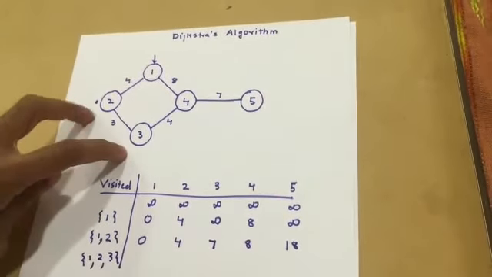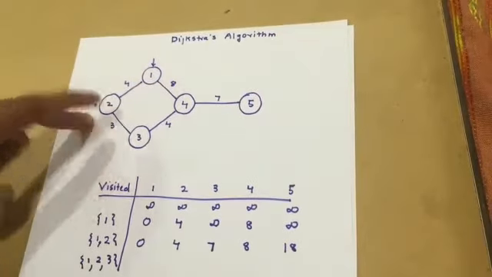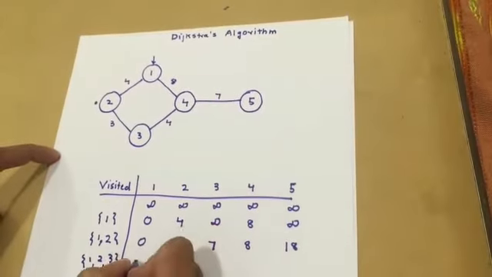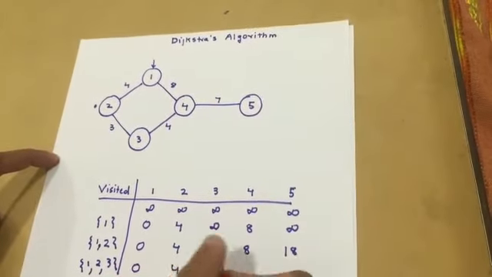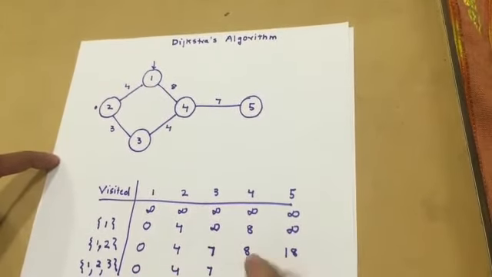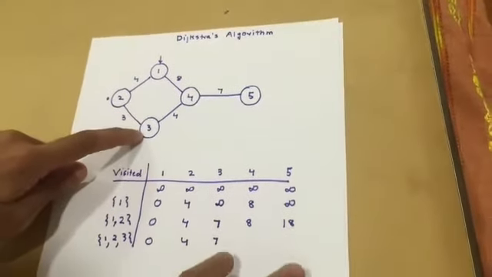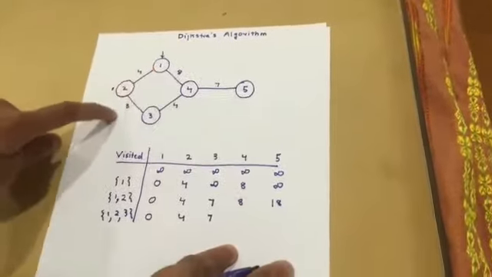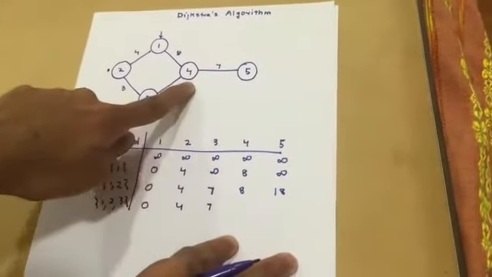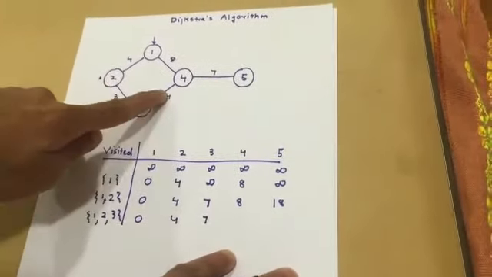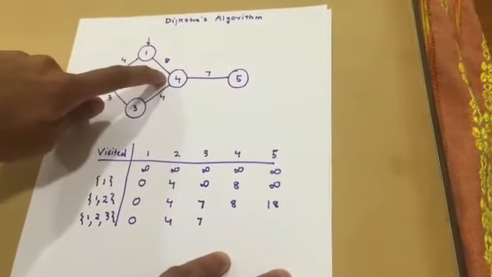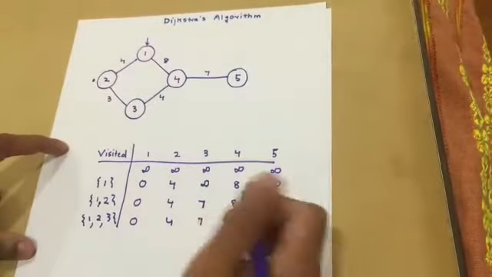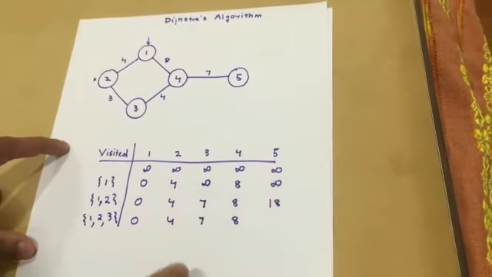Okay, 3. 3 is connected to 2 and 4. We've already visited 2. So that leaves us with 4. So I'll write this down as it is. Now what is the distance if we travel all the way here to reach 4? The distance again will be 11. But from 1 to 4 the distance is already 8. So we cannot change that distance. So this has to be 8.